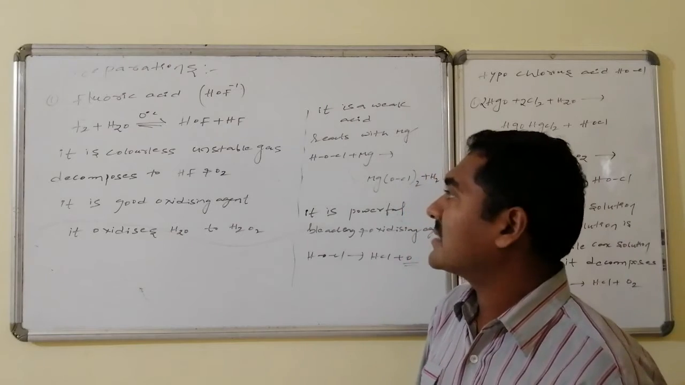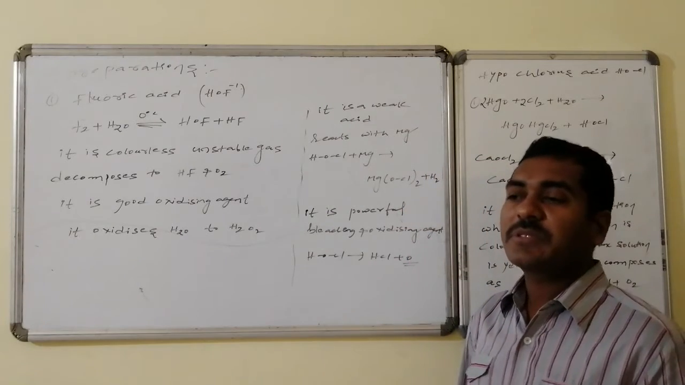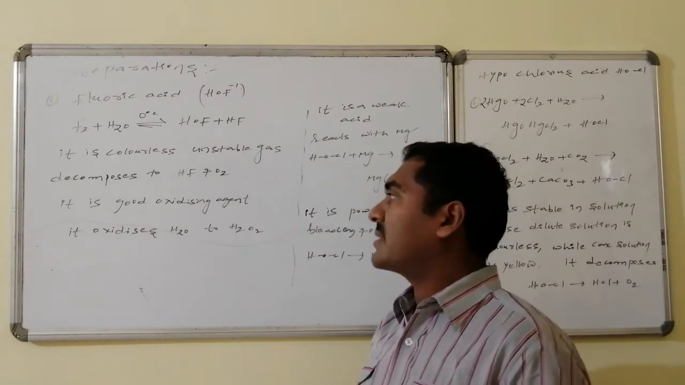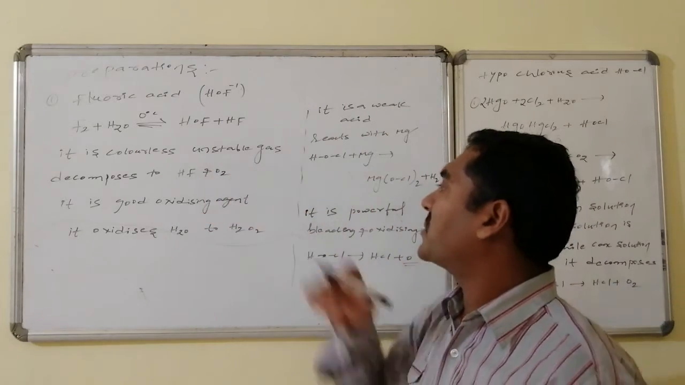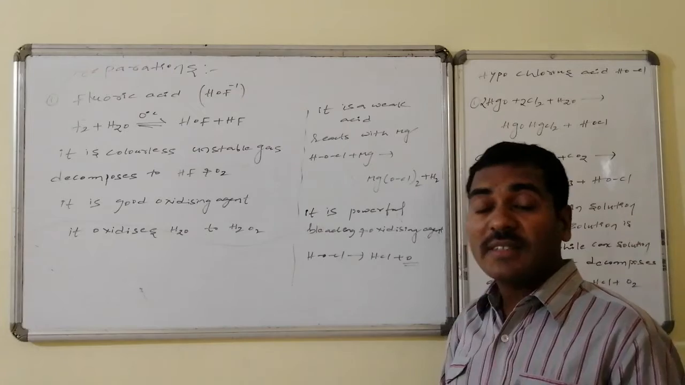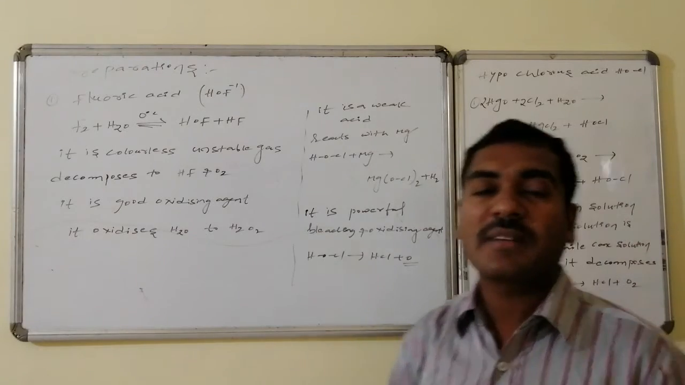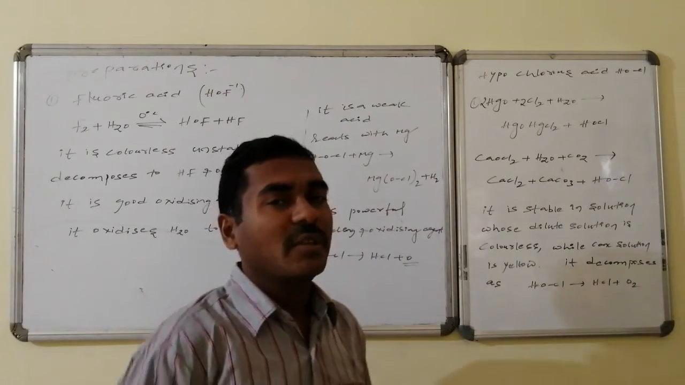It is a colorless unstable gas, and it decomposes as hydrogen fluoride followed by oxygen. It is acting as a good oxidizing agent because it is acting as a source of oxygen. Even it oxidizes water to hydrogen peroxide also. These are related to the fluoric acid.